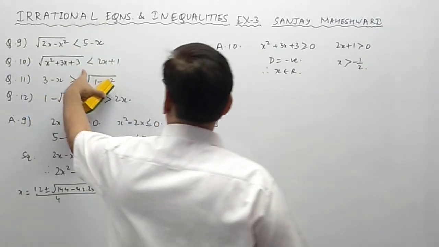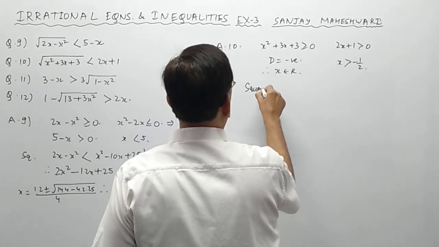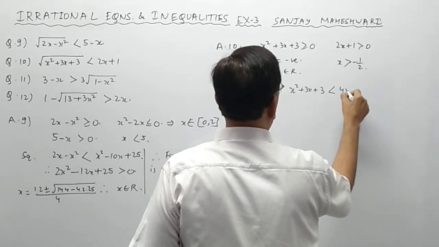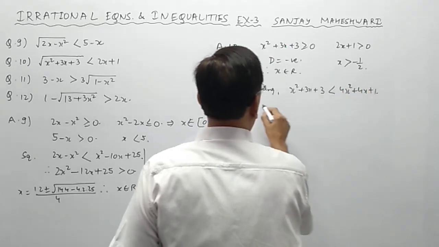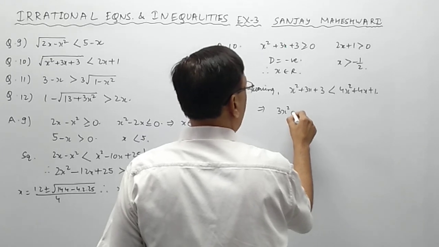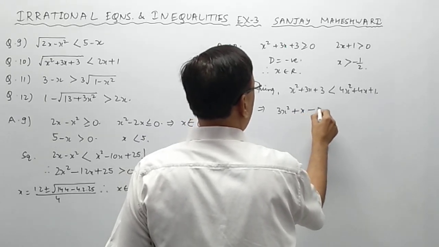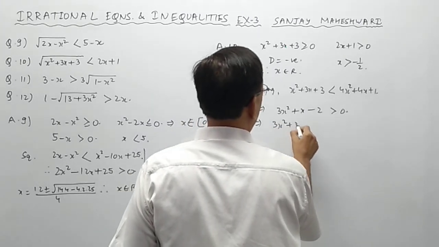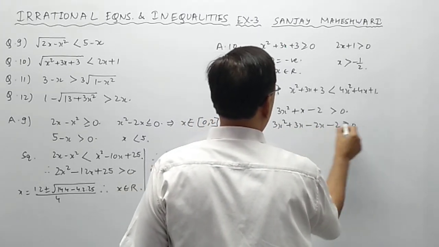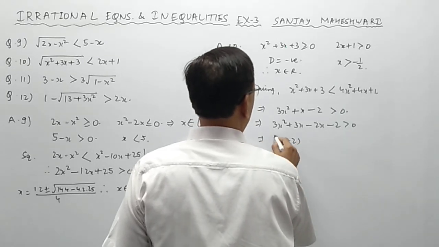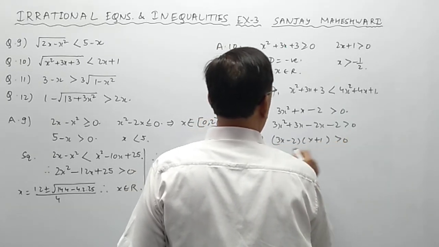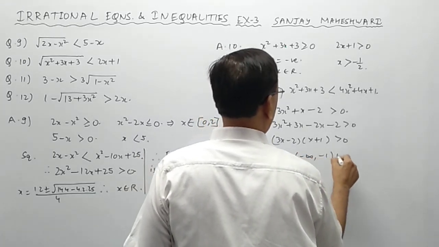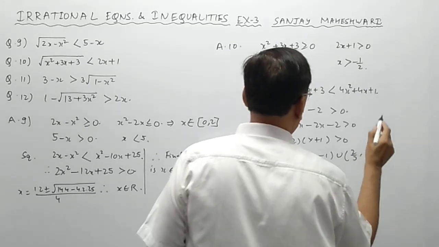Domain is okay. Now squaring both sides, we get x square plus 3x plus 3 less than 4x square plus 4x plus 1. Therefore 3x square plus x minus 2 greater than 0. This gives us 3x square plus 3x minus 2x minus 2 greater than 0. This gives us 3x minus 2 into x plus 1 greater than 0. Therefore x belongs to minus infinity to minus 1 union 2 by 3 to infinity.